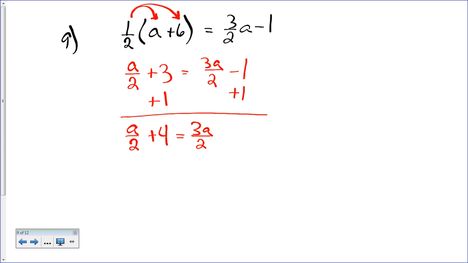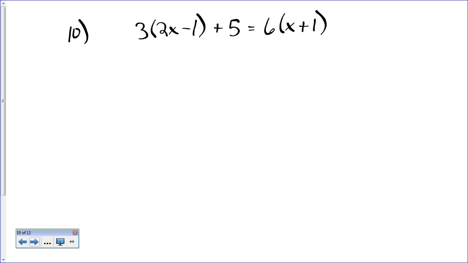Okay, so now I've got variables on both sides, and I've already collected my constants, so I want to subtract a over 2, and I'm going to subtract a over 2. Now remember, a over 2 is the same thing as 1a over 2. So if I have 3 over 2 minus 1 over 2, that gives me 2 over 2 a. And what does 2 over 2 simplify to? It just simplifies to 1. So a is equal to 4.